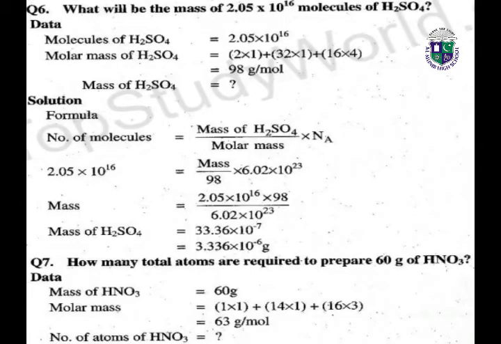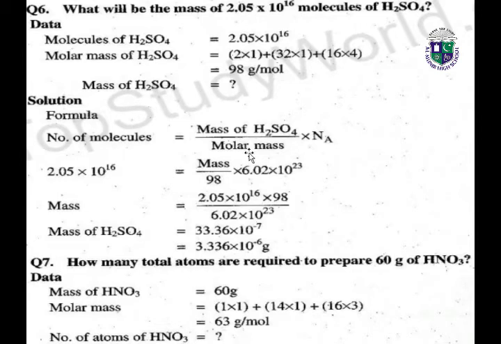Next, question number 6. What will be the mass of 2.05 × 10^16 molecules of H2SO4? So the number of molecules of H2SO4 is given. Yes, the molar mass of H2SO4 we will calculate as we did in the above numerical. We get 98 grams per mole.